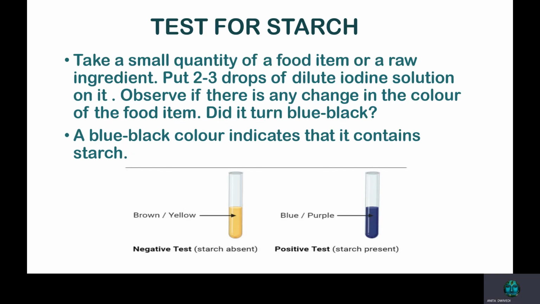Test for starch. Take a small quantity of a food item or a raw ingredient. Put 2-3 drops of dilute iodine solution on it. Observe if there is any change in the color of the food item. Did it turn blue-black? A blue-black color indicates that it contains starch. With the help of this activity, we can detect the presence of starch in our food items.